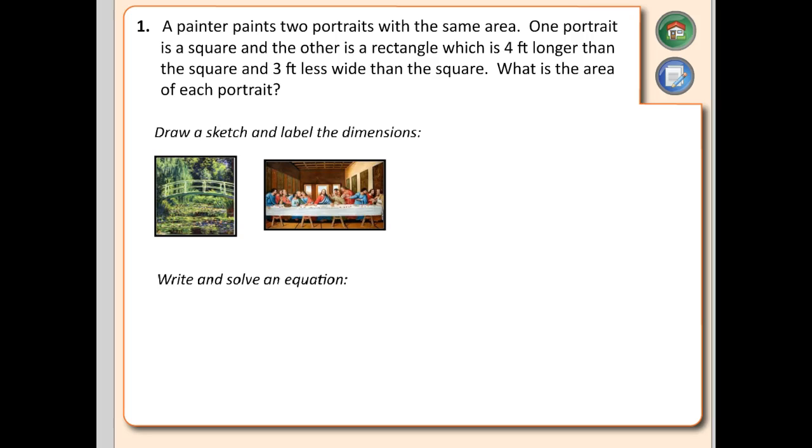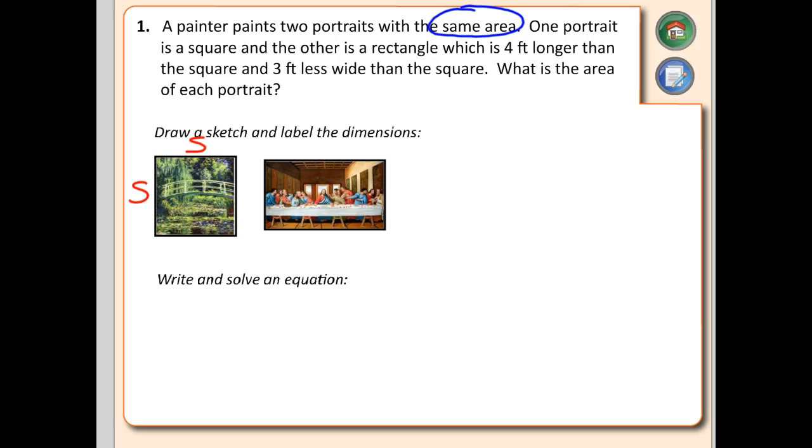Okay, so go back up to the first sentence. Very important word that we saw back in chapters 1 and 2. That's right. It says that they are the same area. And whenever I see something that says the same, that means one is going to equal the other. So one portrait is a square. How do we find the area of a square? Well, we just talked about that. It's going to be the side times the side, or s squared.